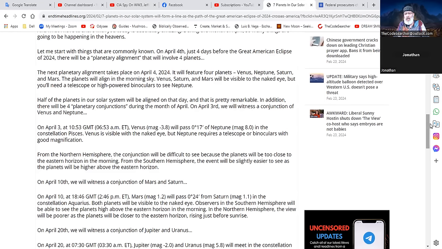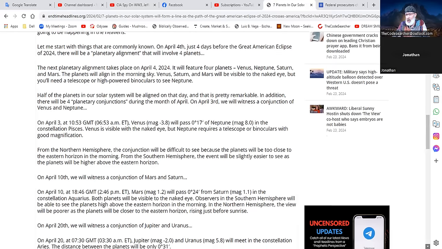On April 10th at 1846 GMT, which is 2:46 p.m. Eastern time, Mars will be at a magnitude of 1.2 and will pass 24 degrees from Saturn at a magnitude of 1.1 in the constellation of Aquarius. Both planets will be visible to the naked eye. Observers in the southern hemisphere will be able to see the planets above the eastern horizon in the morning. In the northern hemisphere, the view will be poorer as the planets will be closer to the eastern horizon just before sunrise.